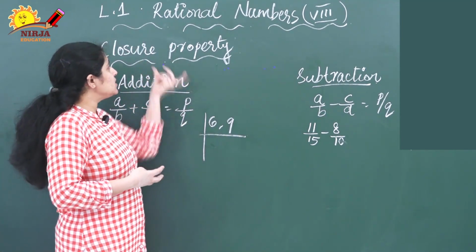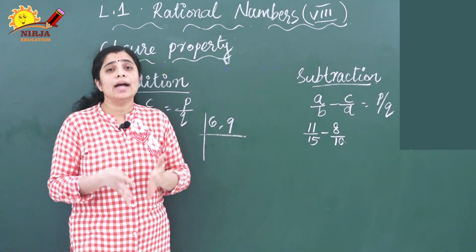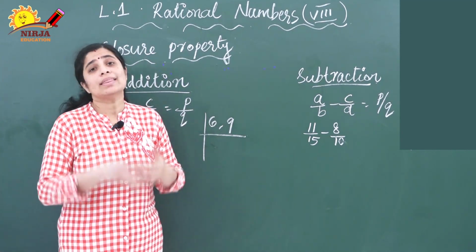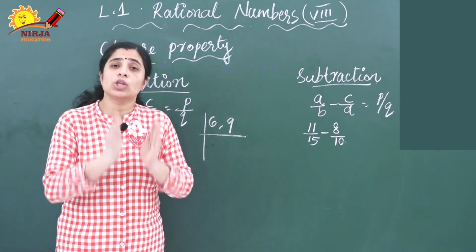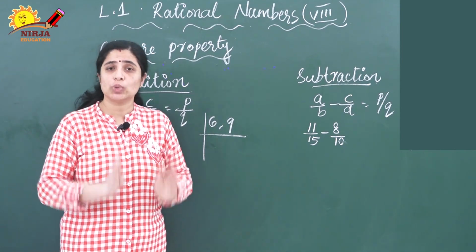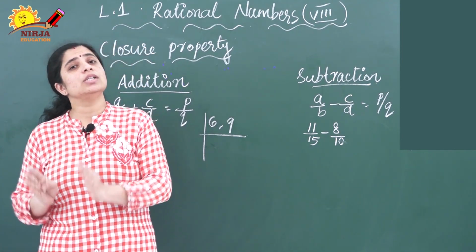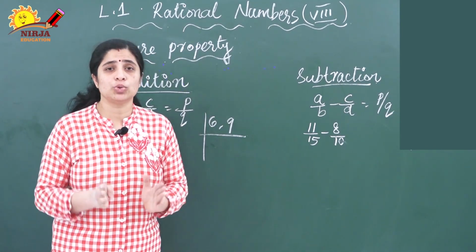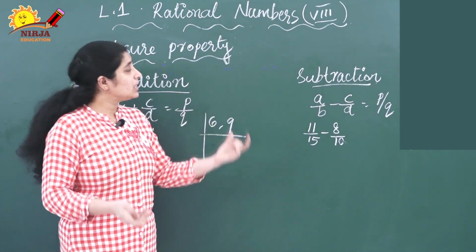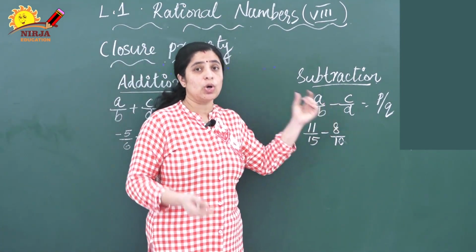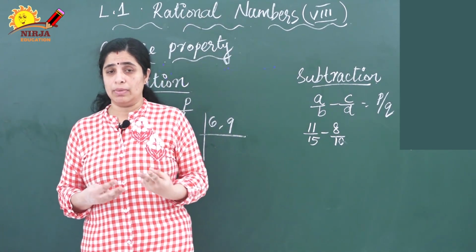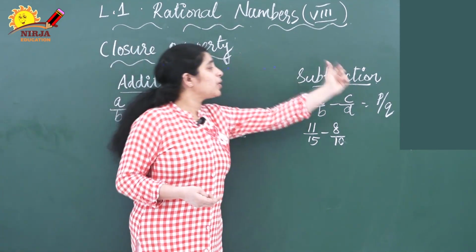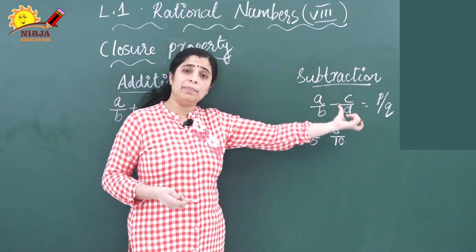First we will see what is closure property. When you add two rational numbers, if you are getting the sum as a rational number, then that property is known as closure property. Suppose you are adding two rational numbers, the answer that you are getting is also a rational number, then addition of rational numbers is true in the case of closure property. The same is in the case of subtraction also. When you are subtracting two rational numbers and you are getting a rational number as answer, then this closure property is true in the case of subtraction also.